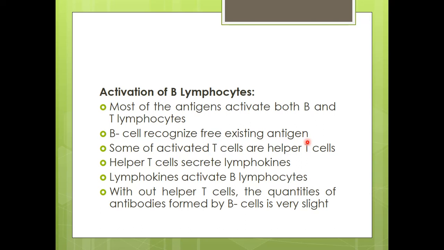Now, when antigen presenting cells cause activation of the T lymphocytes, some of the activated T lymphocytes are helper T cells and the others are cytotoxic T cells. Now, activated helper T cells secrete lymphokines. Lymphokines perform a number of different functions. One of the functions of the lymphokines is to activate the B lymphocytes, or we can say further enhance the activation of the B lymphocytes.